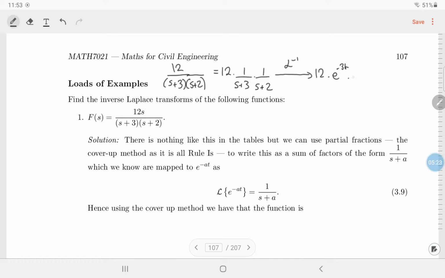Send back the 1 over s plus 2. Isn't that what it is? Question mark. The answer is no. It's not that simple, unfortunately.